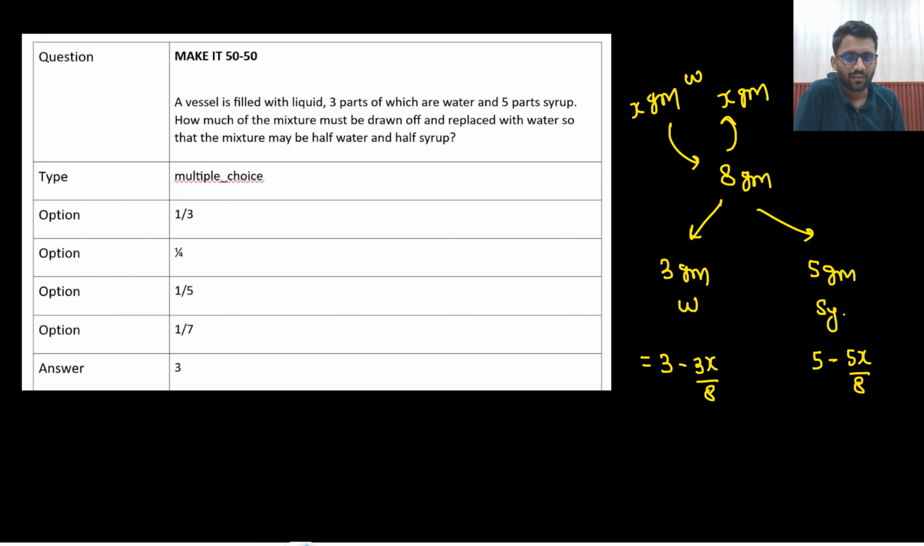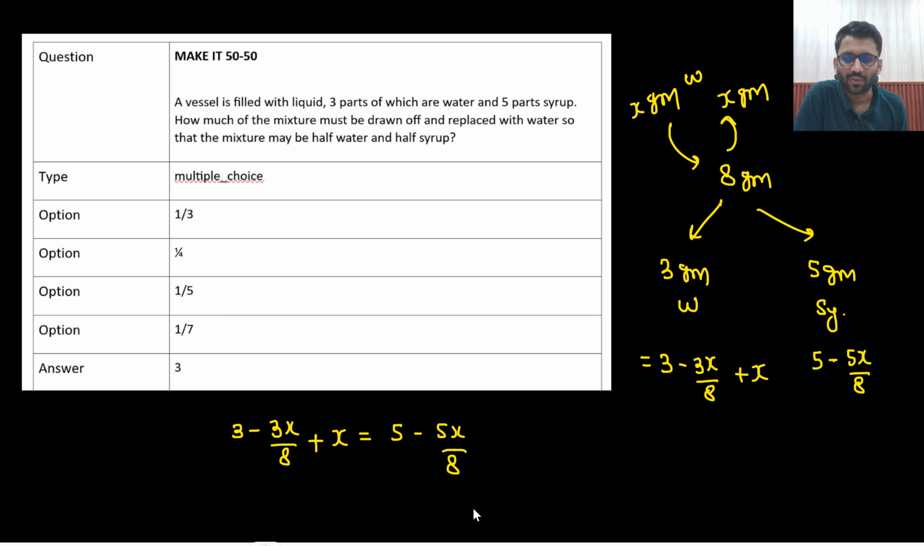Okay. So this much water is left now and this much syrup is left. Then I am adding up x gram water more. And now both should be 50-50. That means both should be equal. So basically 3 minus 3x by 8 and then x I am adding up should be equals to 5 minus 5x by 8. Are you getting this point or not?